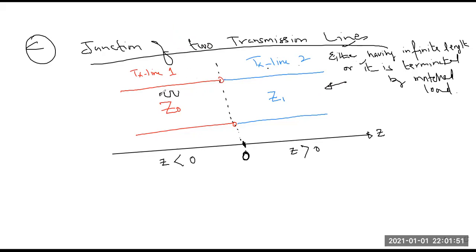Let's assume that we have connected a source or generator somewhere over here, and because of that source, a wave is produced and it starts traveling on transmission line number one. As soon as this wave reaches that point, because Z1 and Z0 are not equal, what is going to happen? Some part of this signal is going to reflect back, and some part will be transmitted on transmission line number two. Now we need to find out reflection and we need to find out transmission.